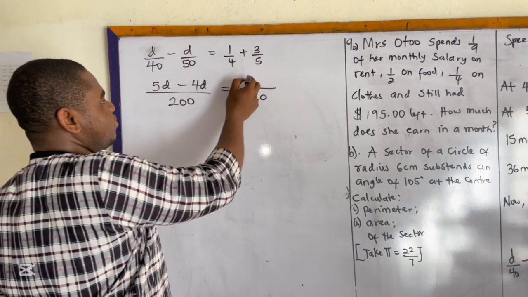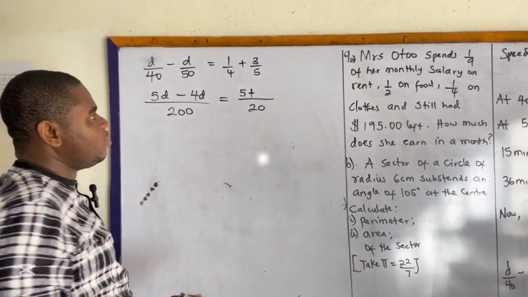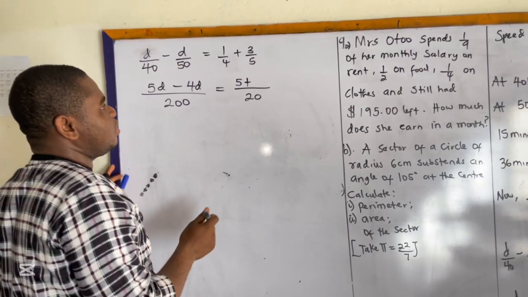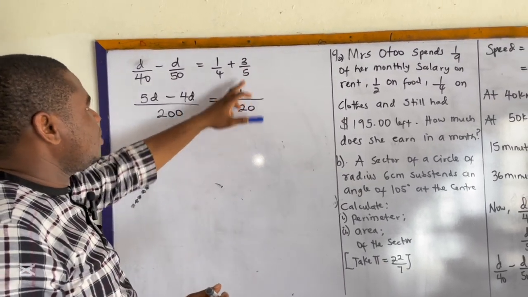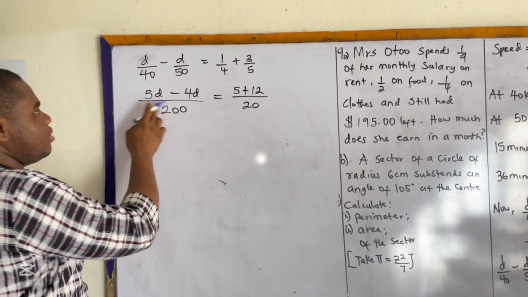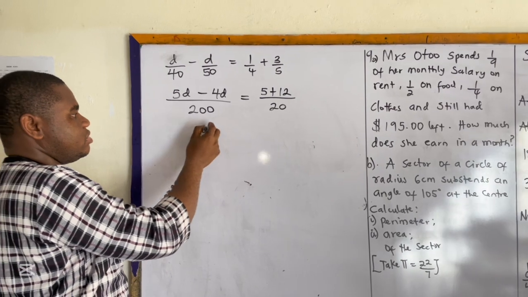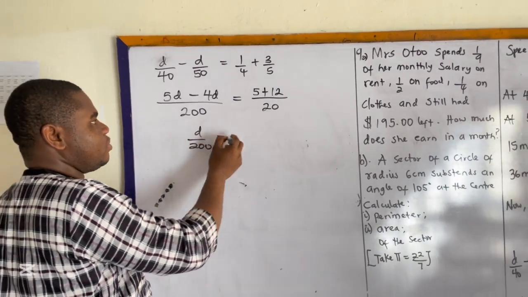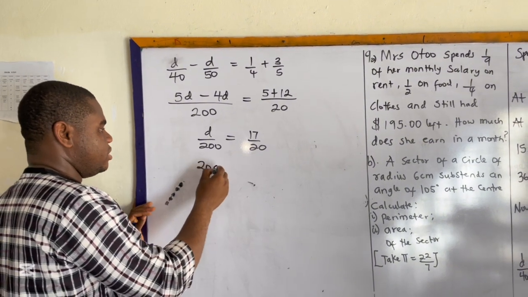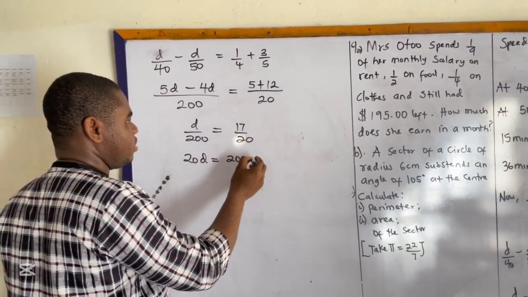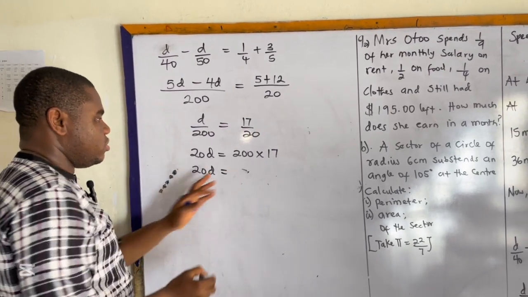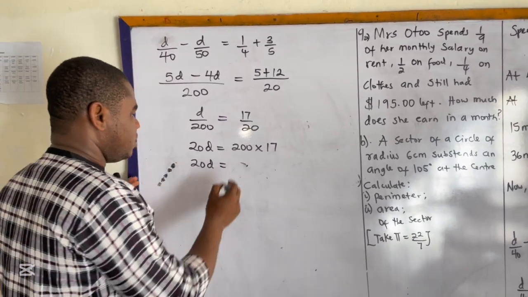5 times 1 is 5. 5 goes in here 4 times, 4 times 3 gives us 12. So we have 5d minus 4d gives us d over 200 is equal to 17 over 20. So we cross multiply. 20d is equal to 200 times 17. So I have 20d is equal to 2 times 17, that will give us 34.